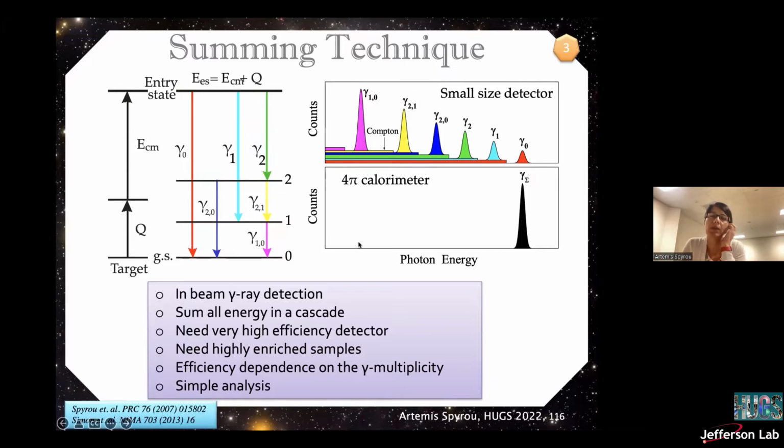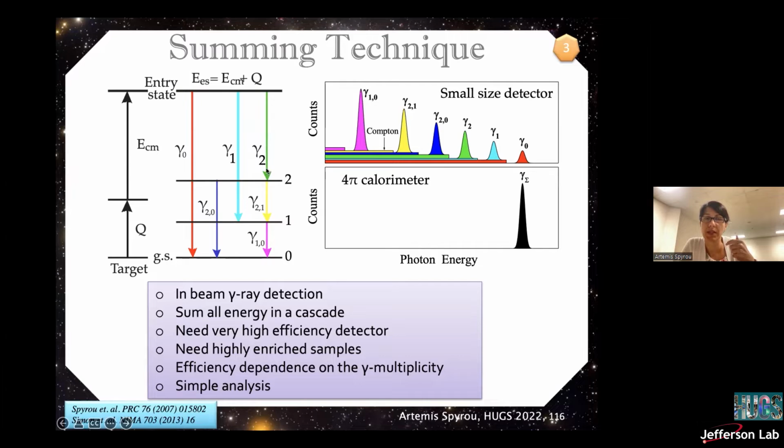Okay, so coming back to the gamma rays, the solution to not missing those little individual gamma rays is what is called a summing technique. Here I have just a cartoon example of, let's say, a (p,gamma) reaction, and when you have the reaction, you populate your final nucleus at some high-lying state up here, called the entry state. Then this nucleus will de-excite either by emitting a single gamma ray going down, or maybe it's 5 gamma rays going down, and so on. If you have a large enough detector, it would collect all of the energy coming from all of these different gamma rays in a cascade.